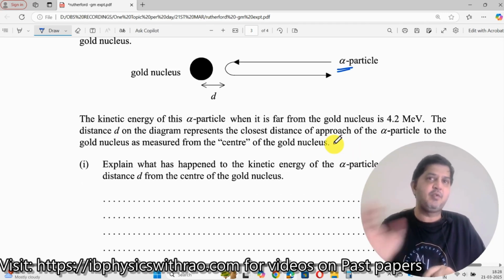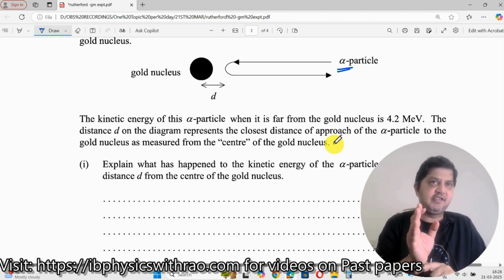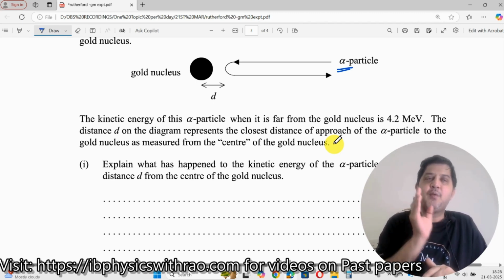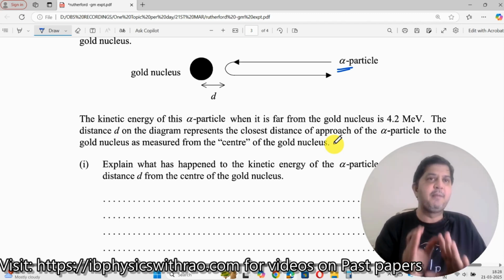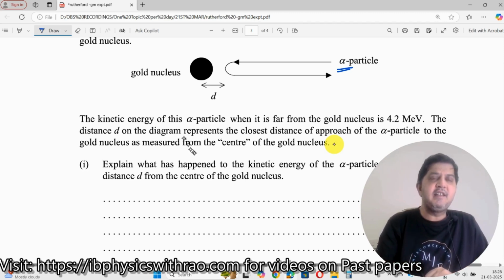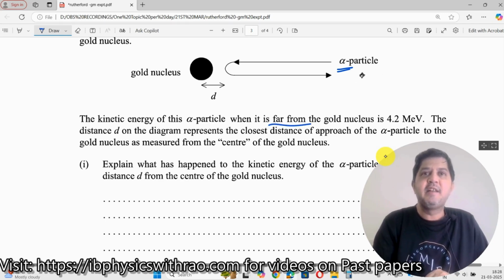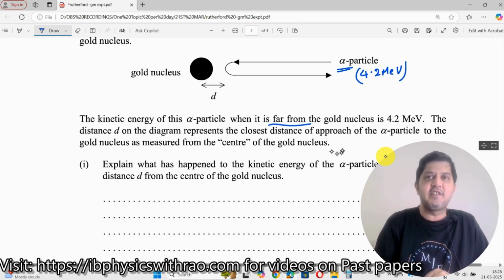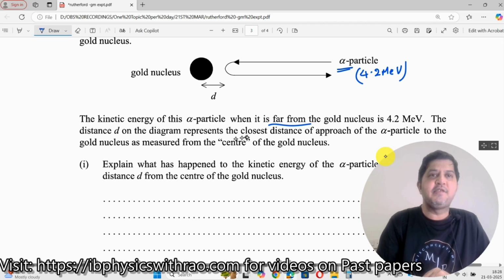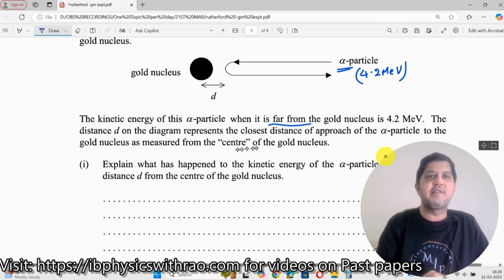Let me assume you do not know anything in nuclear physics and you are completely new. You know only about mechanics and electrostatics. We are solving this problem only from this point of view. The kinetic energy of the alpha particle when it is far from the gold nucleus is 4.2 million electron volt. When it is far means at this point, he is saying, 4.2 million electron volt is the energy. The distance d on the diagram represents the closest distance of the alpha particle to the gold nucleus as measured from the center of the gold nucleus.